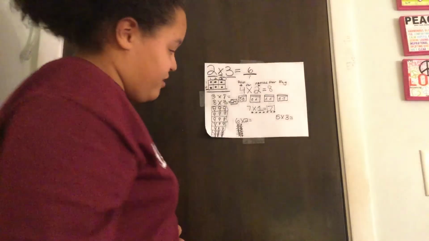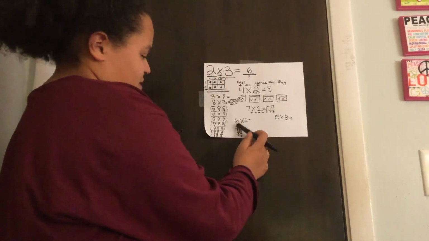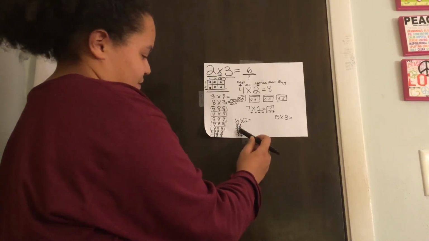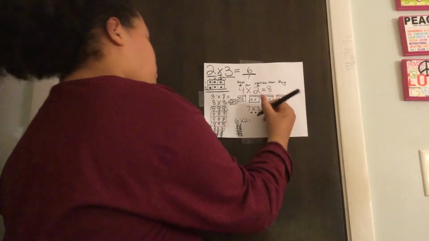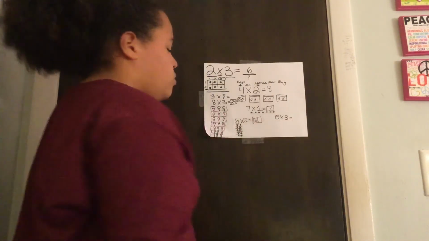Okay, now let's count this out too. You can count it by yourself, but I'm going to do it with you. Okay, so 1, 2, 3, 4, 5, 6, 7, 8, 9, 10, 11, 12. We have 12 stars. Woo woo!